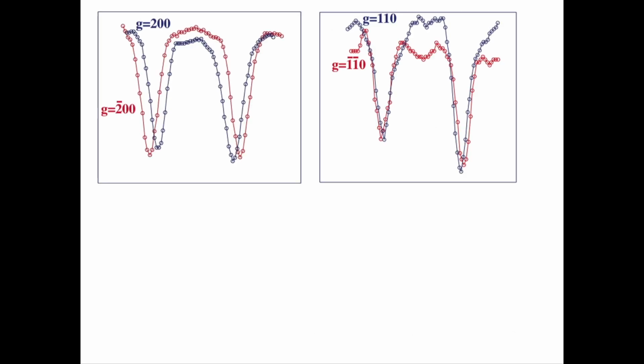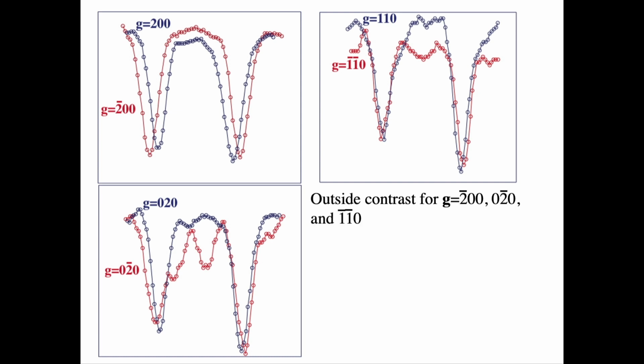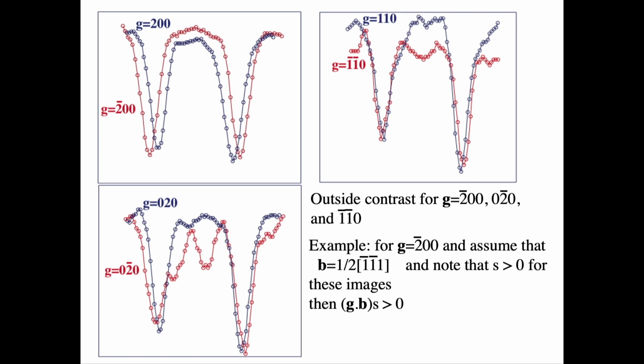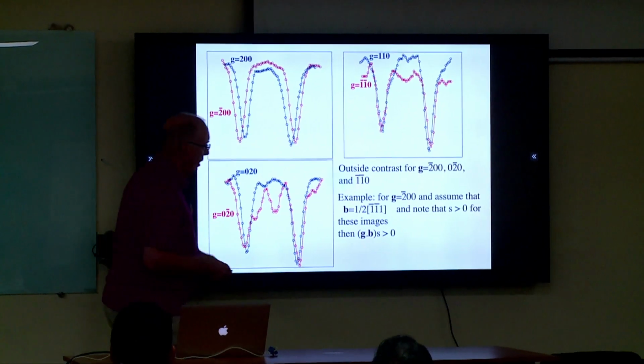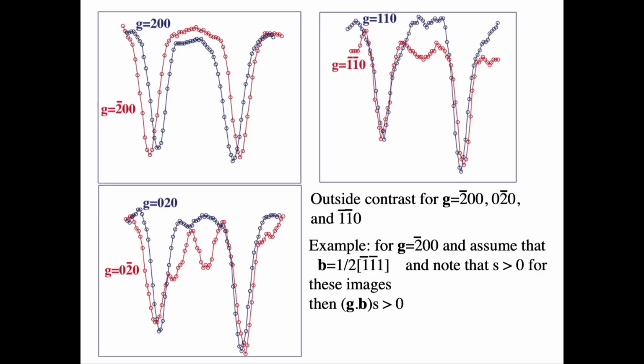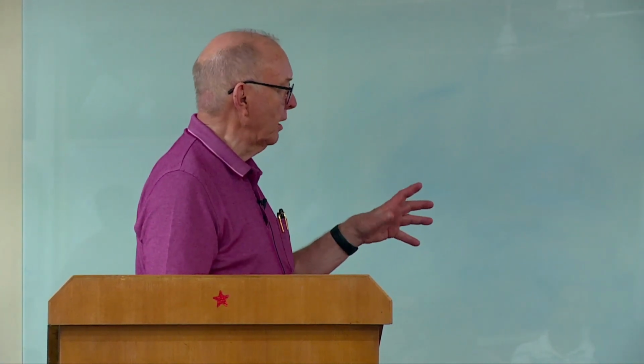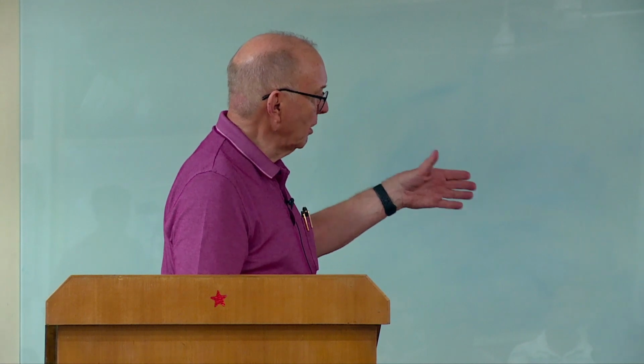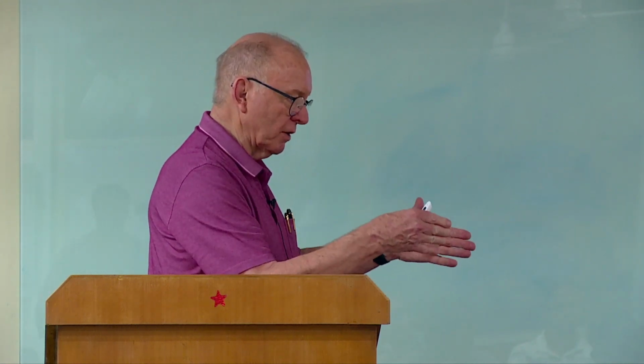I first determine the Burgers vector. And then from the information here, from these inside and outside images, I make my assumption that it's a half bar 1 bar 1, and we know that S is greater than 0 for these images, so g dot b S is greater than 0. From that, because we know the sense of the Burgers vector, it's headed upwards rather than downwards, so these are interstitial in nature. That's the kind of information you can get by doing quite simple plus minus g experiments, and then determining whether the contrast is outside contrast or inside contrast.